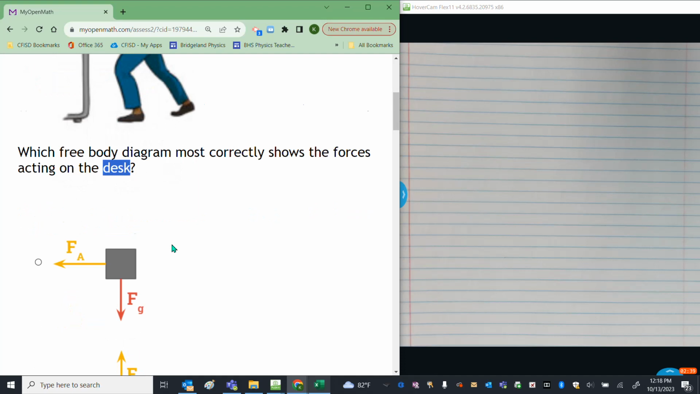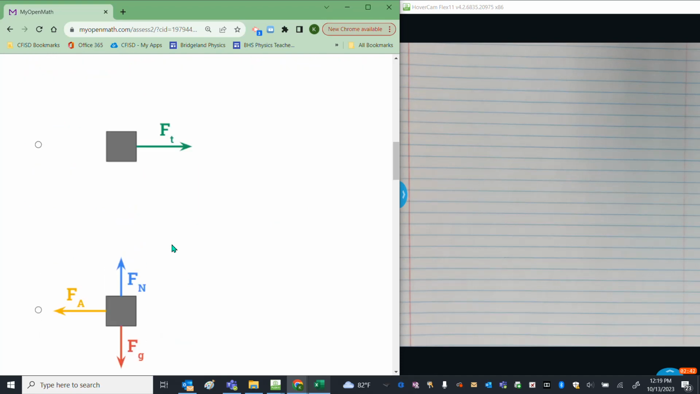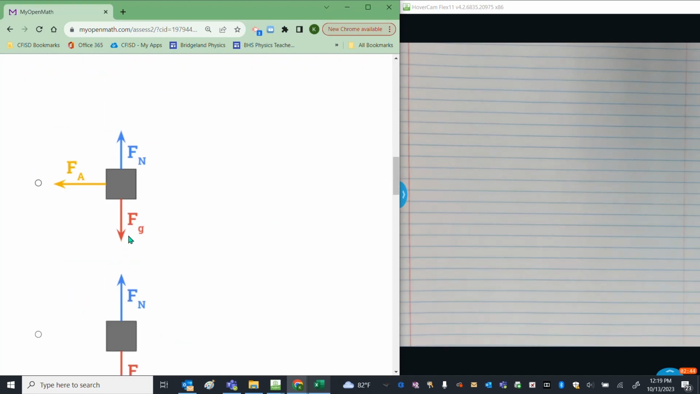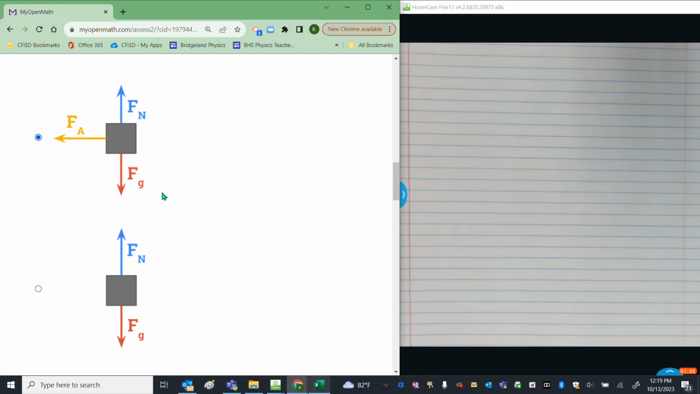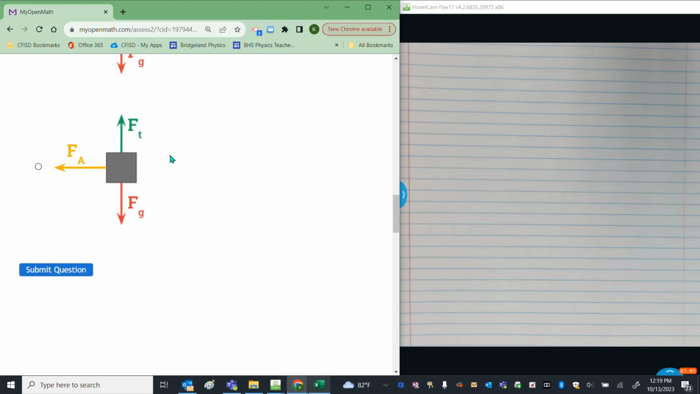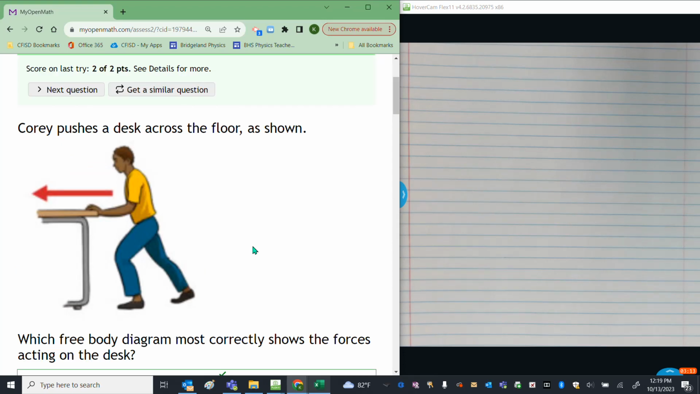So we need to choose a diagram that shows both an upward and downward force like this one: applied force, normal force, force of gravity. These two right here mean that our desk isn't going to accelerate vertically at all. Rather, it's only going to be accelerating in the horizontal direction to the left, and this is actually the correct answer for the scenario that we just looked at. There is no tension to include here. Again, if you see tension, you're looking for a rope or a string or a cable, something like that. We don't have that in this scenario.